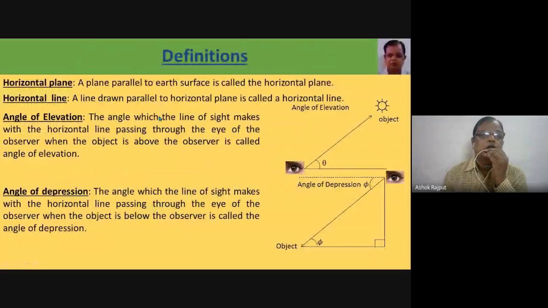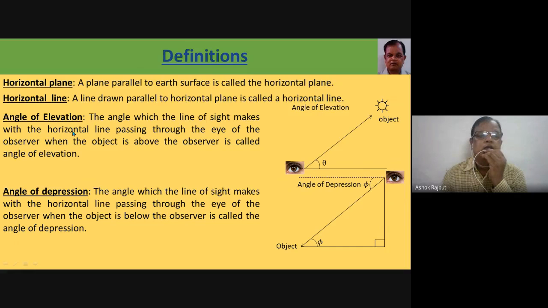Definitions. Horizontal plane. A plane parallel to the earth surface is called the horizontal plane. The plane should be parallel to the earth. Now next, horizontal line. A line drawn parallel to the horizontal plane is called a horizontal line.